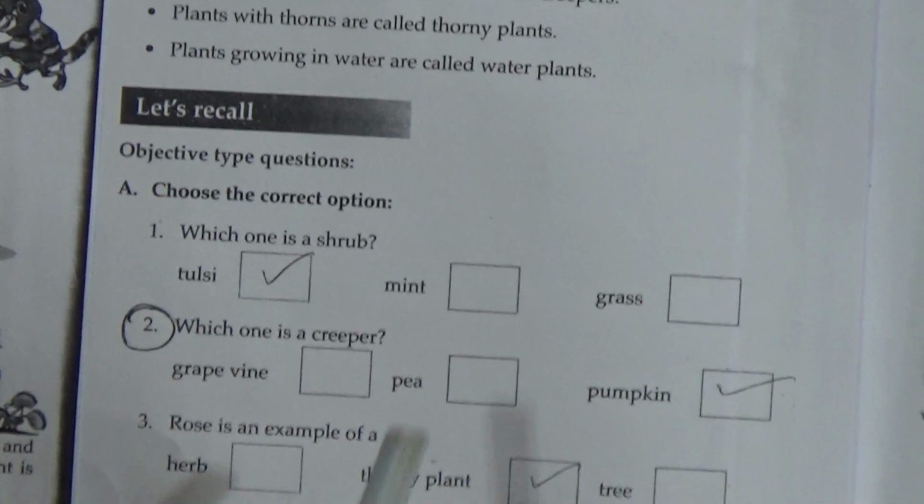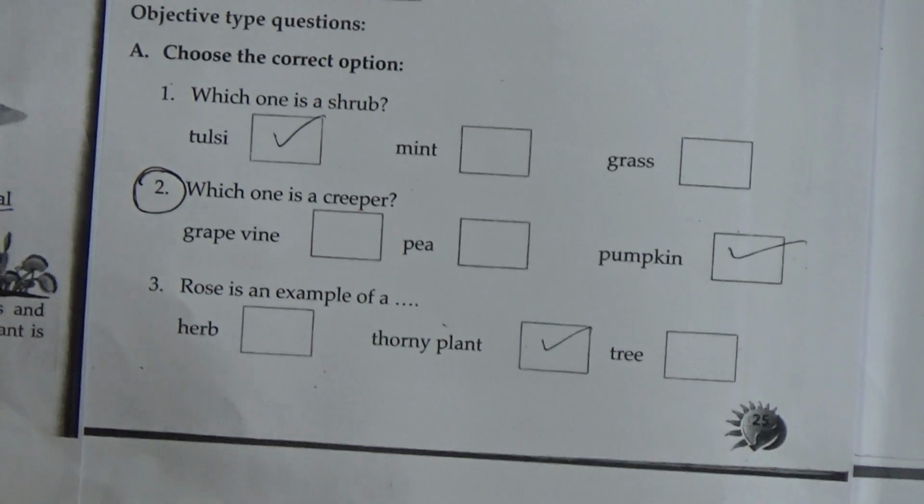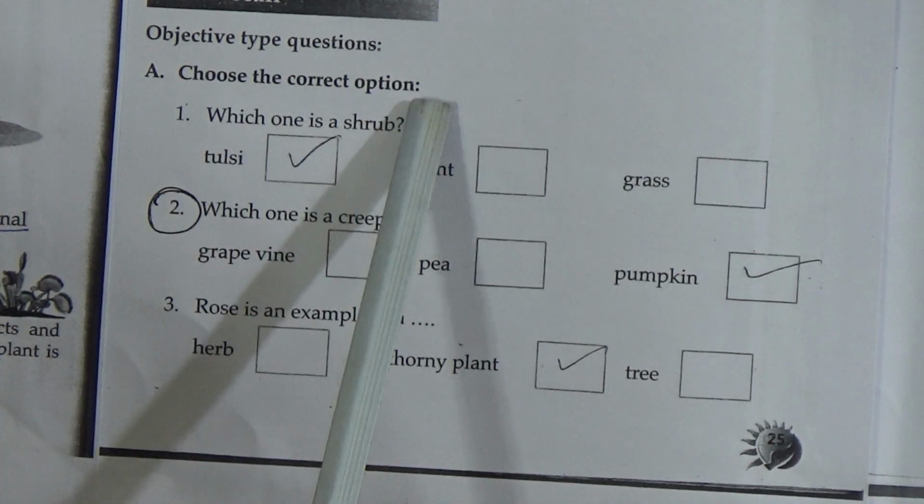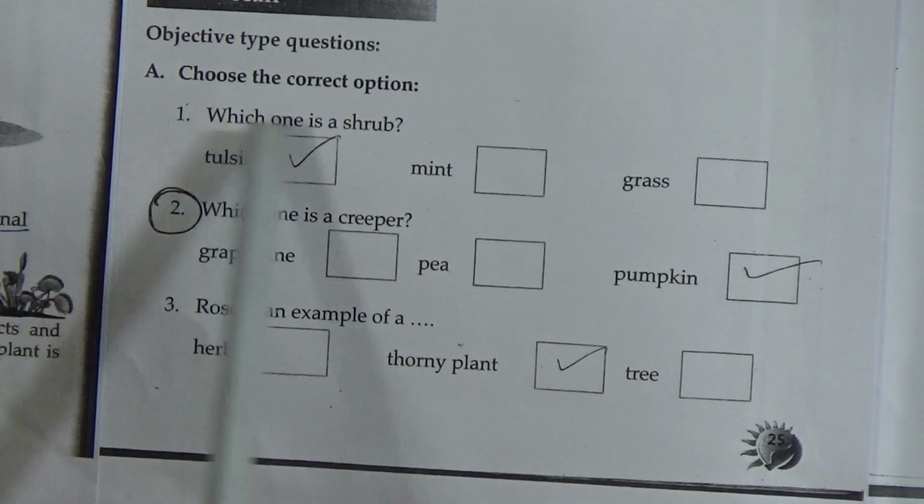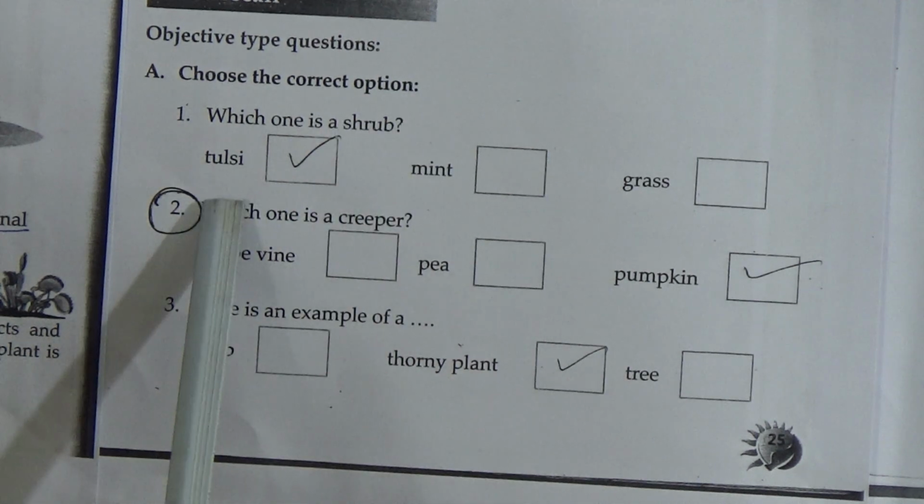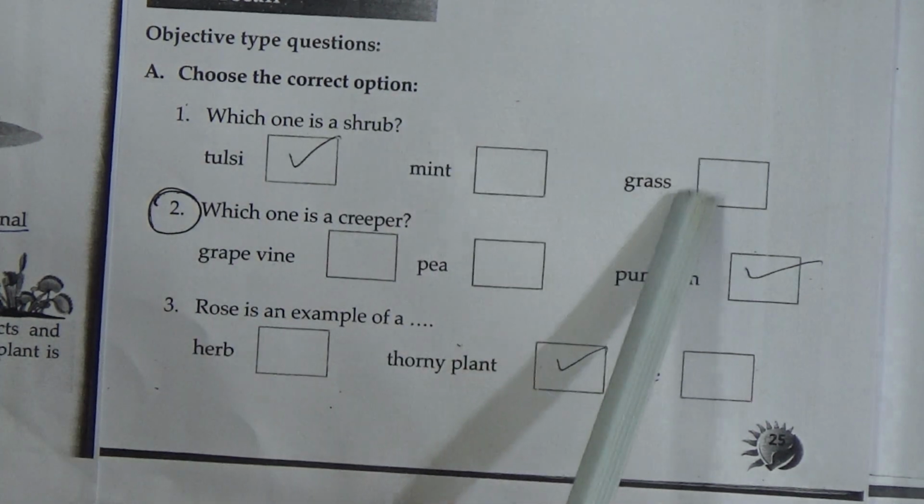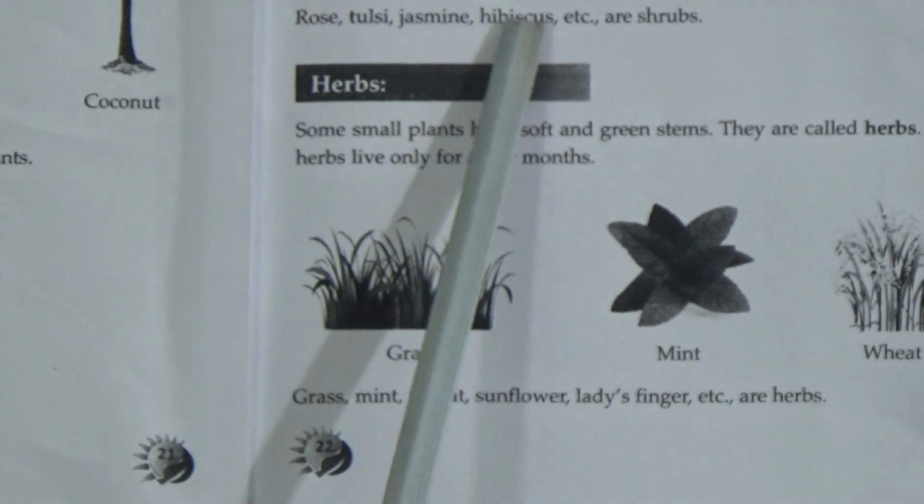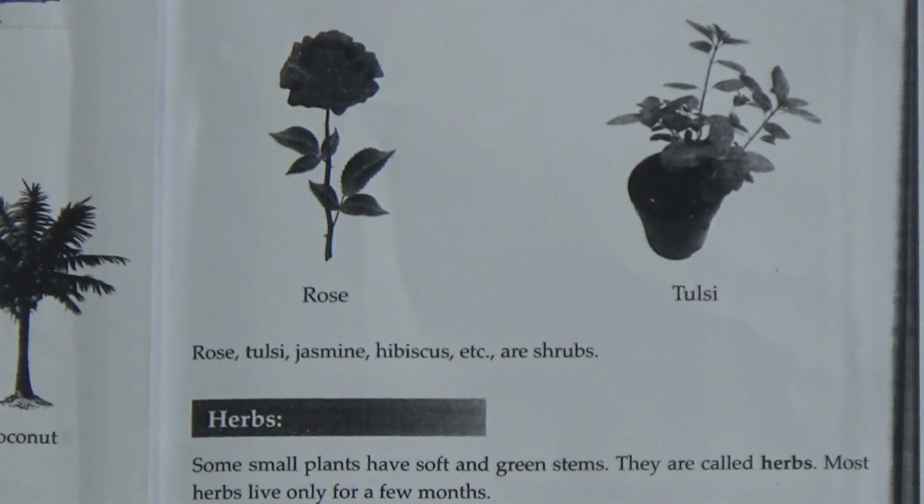Here, there are 2 exercises: fill in the blanks and choose the correct answer. Now, exercise A, choose the correct option. Number 1, which one is a shrub? Tulsi, mint and grass. We know that tulsi, rose, jasmine, hibiscus, etc. are shrubs. So, we put the tick mark beside tulsi.